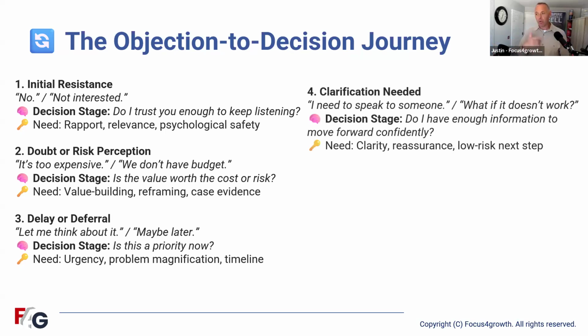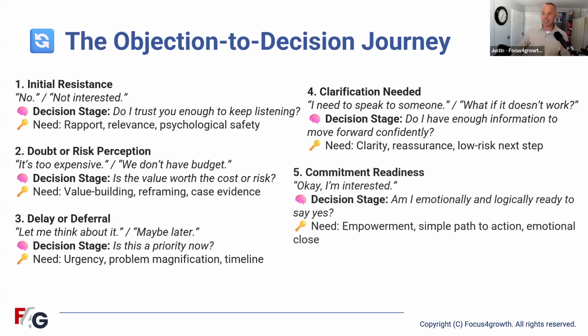And then four is clarification needed. So, they need to speak to someone, or what if it doesn't work? The customer is saying here, do I have enough information to move forward with confidence? What they need here is clarity and some reassurance. They might even need a lower risk, lower entry next step, so that you start to manage or share some of that risk with the customer in this situation.